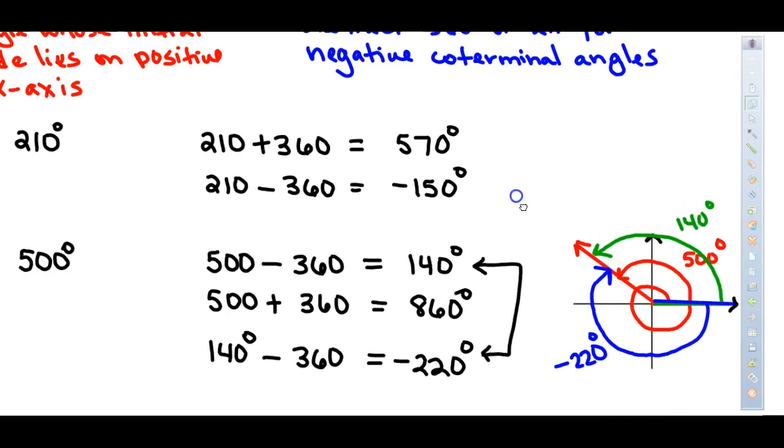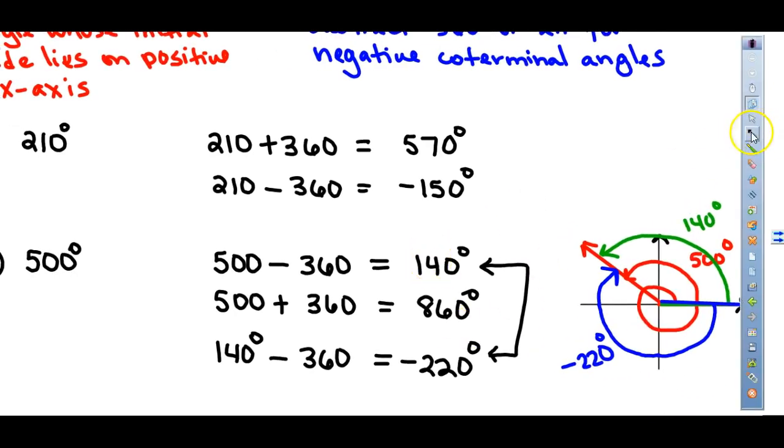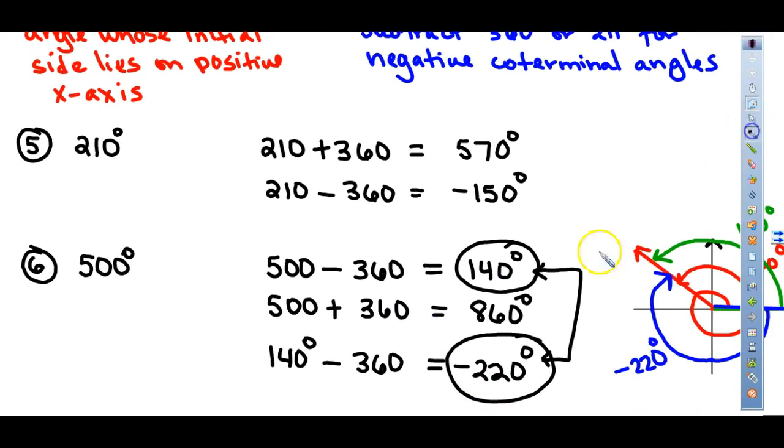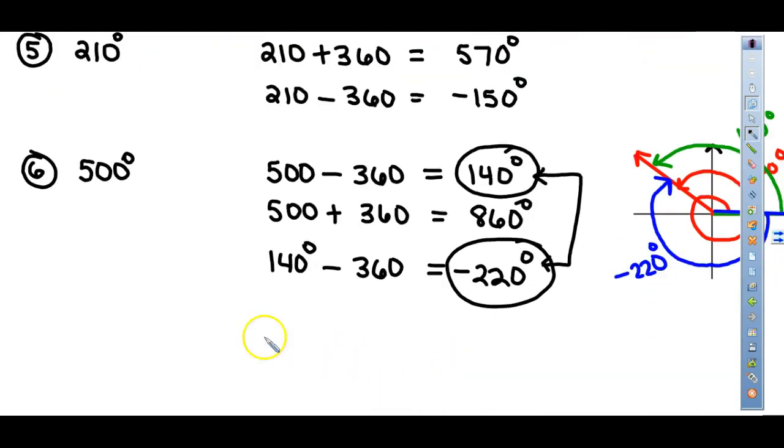But what I'm going to always ask for on quizzes and tests is the smallest positive and the smallest negative coterminal angle. Okay? All right, so let's do a couple more here. All right? Let's say that you have a negative angle to start with.